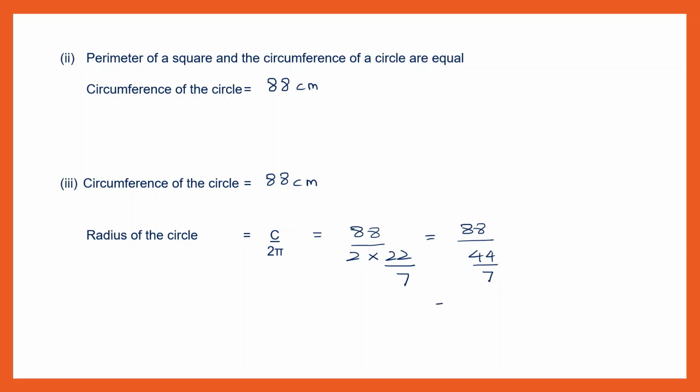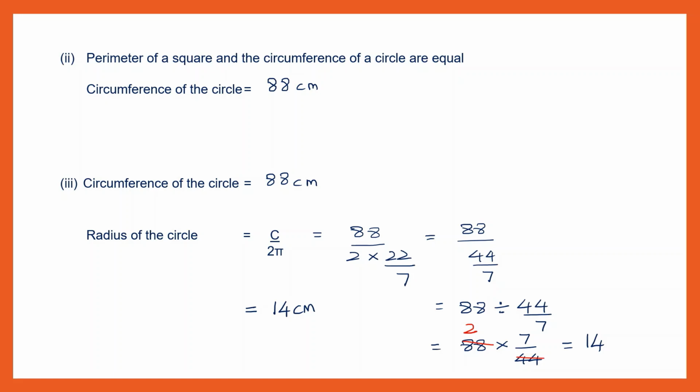Now I can also write it like this: instead of putting it below, I can write it by the side, 88 divided by 44 by 7. This will be 88, division changes to multiplication, 44 by 7 becomes 7 by 44. Now I can cancel 44 and 88 by 2. So 2 7s are 14. So now I have found the radius of the circle to be 14 centimeters.